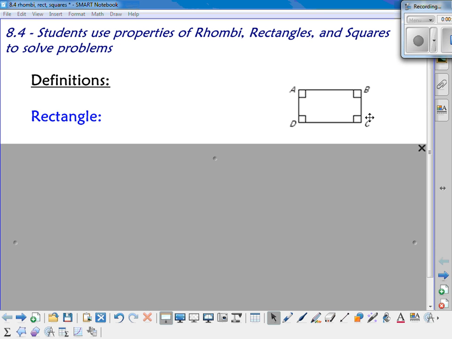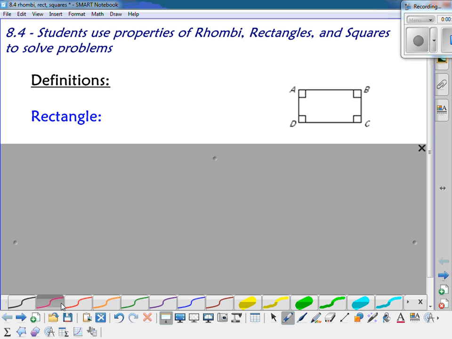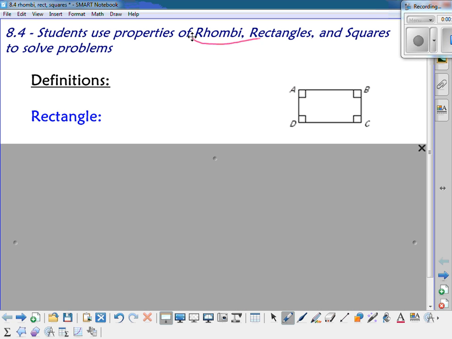The lesson objective for this video: students will use properties of rhombi, rectangles, and squares to solve problems. So first of all, rhombi, rectangles, and squares are all special parallelograms. So everything that's true of a parallelogram is going to be true of a rectangle, a rhombus, and a square. So let's first look at some definitions.